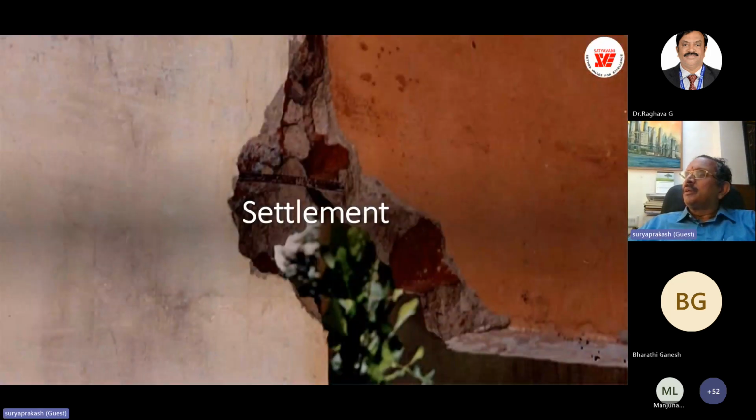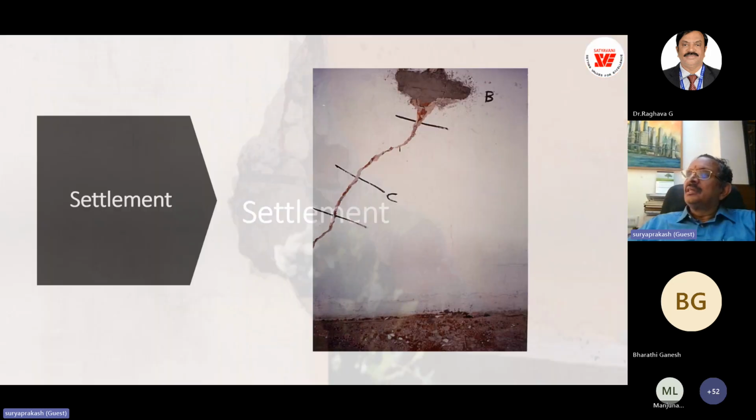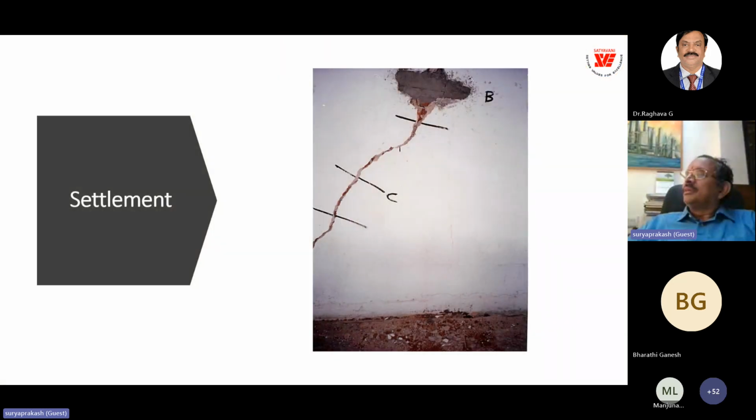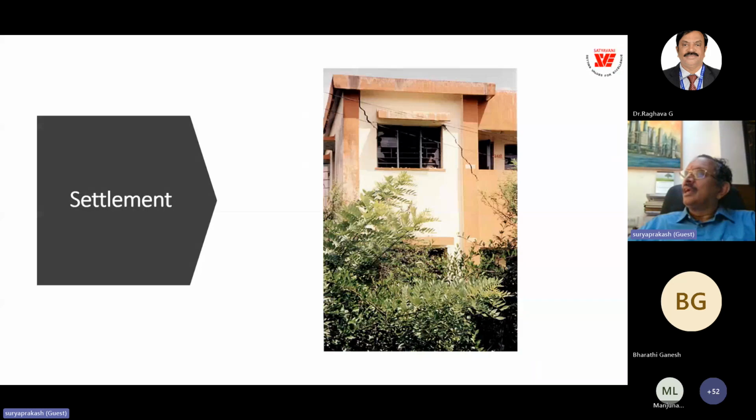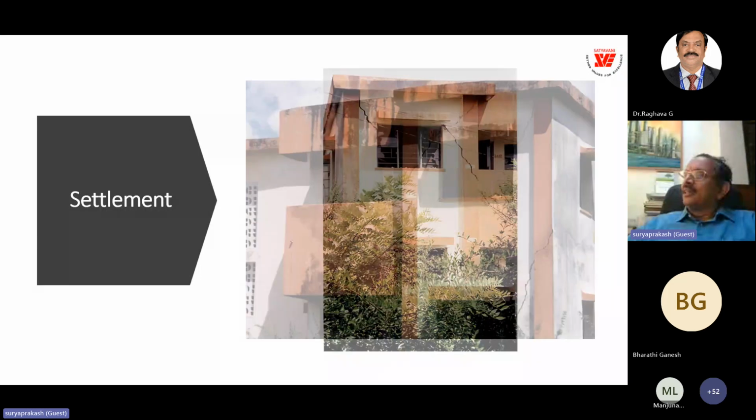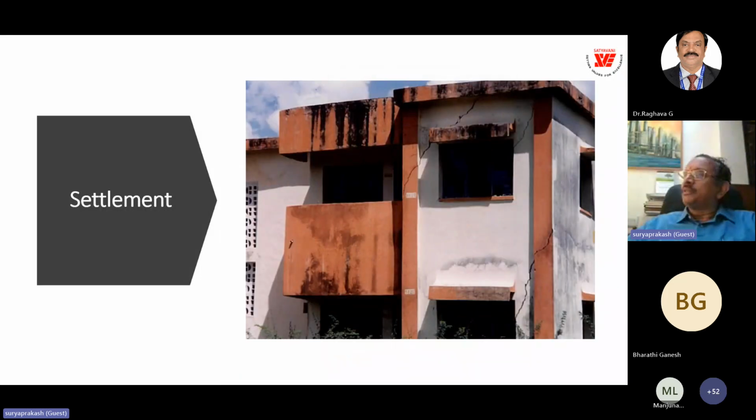These are some photographs of the failure in the masonry walls. These are not settlement, actually; it is the lifting of the walls. You can clearly understand the lifting of the building, actually the arch action in the building. So these are all photographs of the settlement.